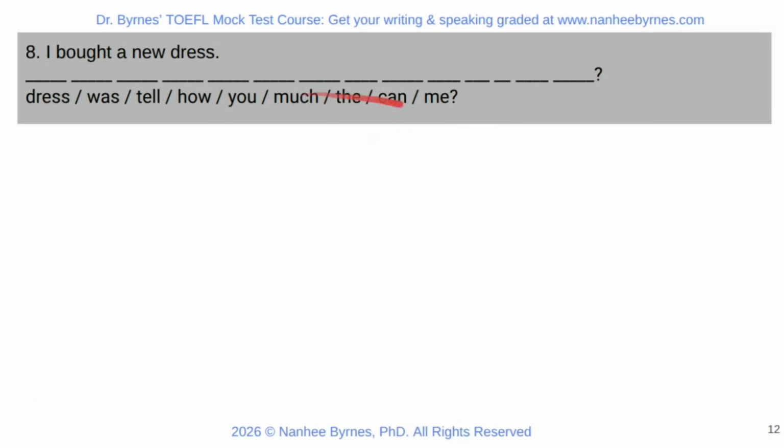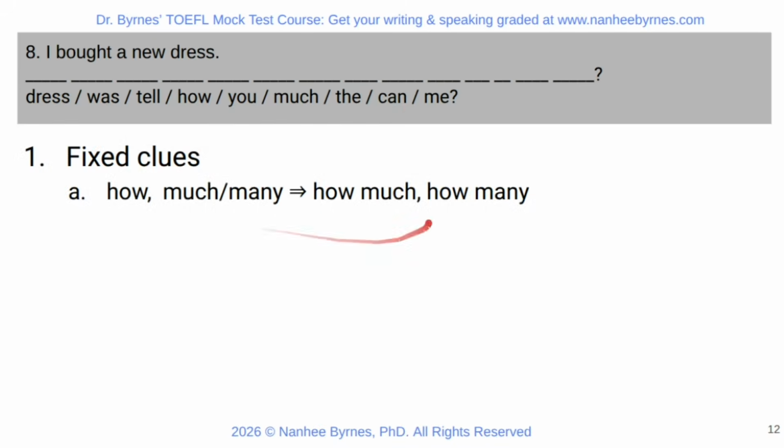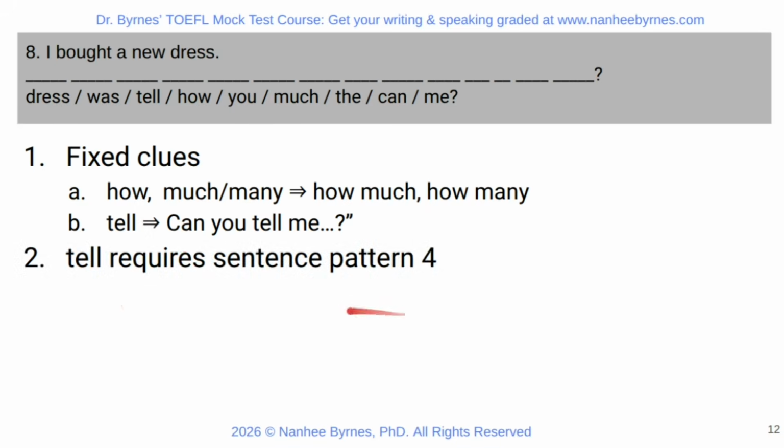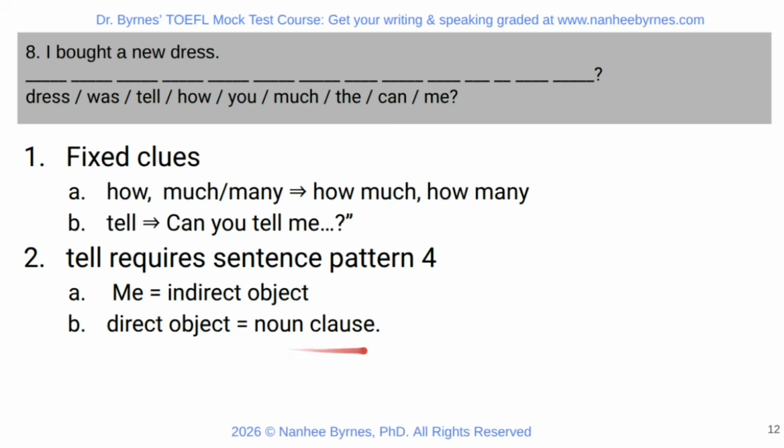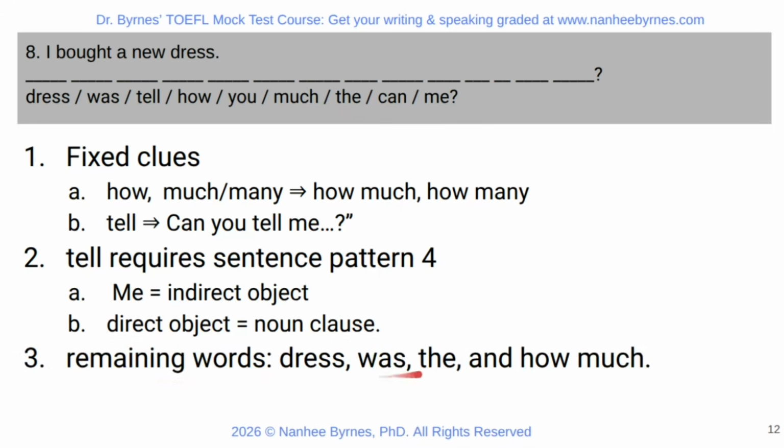There are many fixed clues we have discussed in several past videos. One of them is how much. Whenever you see how with many or much, they go together as a fixed expression. Also, when you see tell, suspect whether it is the usual expression used for polite requests. Can you tell me? The verb tell requires sentence pattern 4, which needs both a direct object and an indirect object. Me is the indirect object, and we need a direct object, which is often in the form of a noun clause. Let's take stock of the remaining words: dress, was, the, and how much.